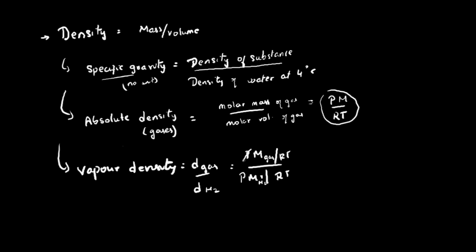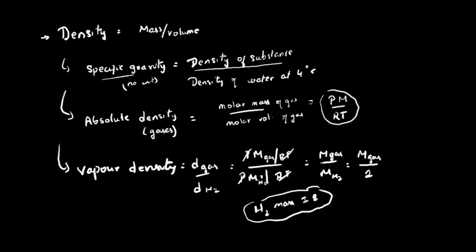Then here pressure will be same because both the gases are kept in same pressure. The pressure is same for both gases. So P you can cancel. And R, can you cancel R? R is same because it's a constant. R will be same everywhere. Temperature you can cancel because temperature will be same. So you are left with mass of gas by mass of hydrogen gas, and mass of gas by 2, right? Hydrogen gas molar mass is 2. So you get mass of gas divided by 2. That is how vapor density formula comes. Okay, vapor density is mass of gas by 2.